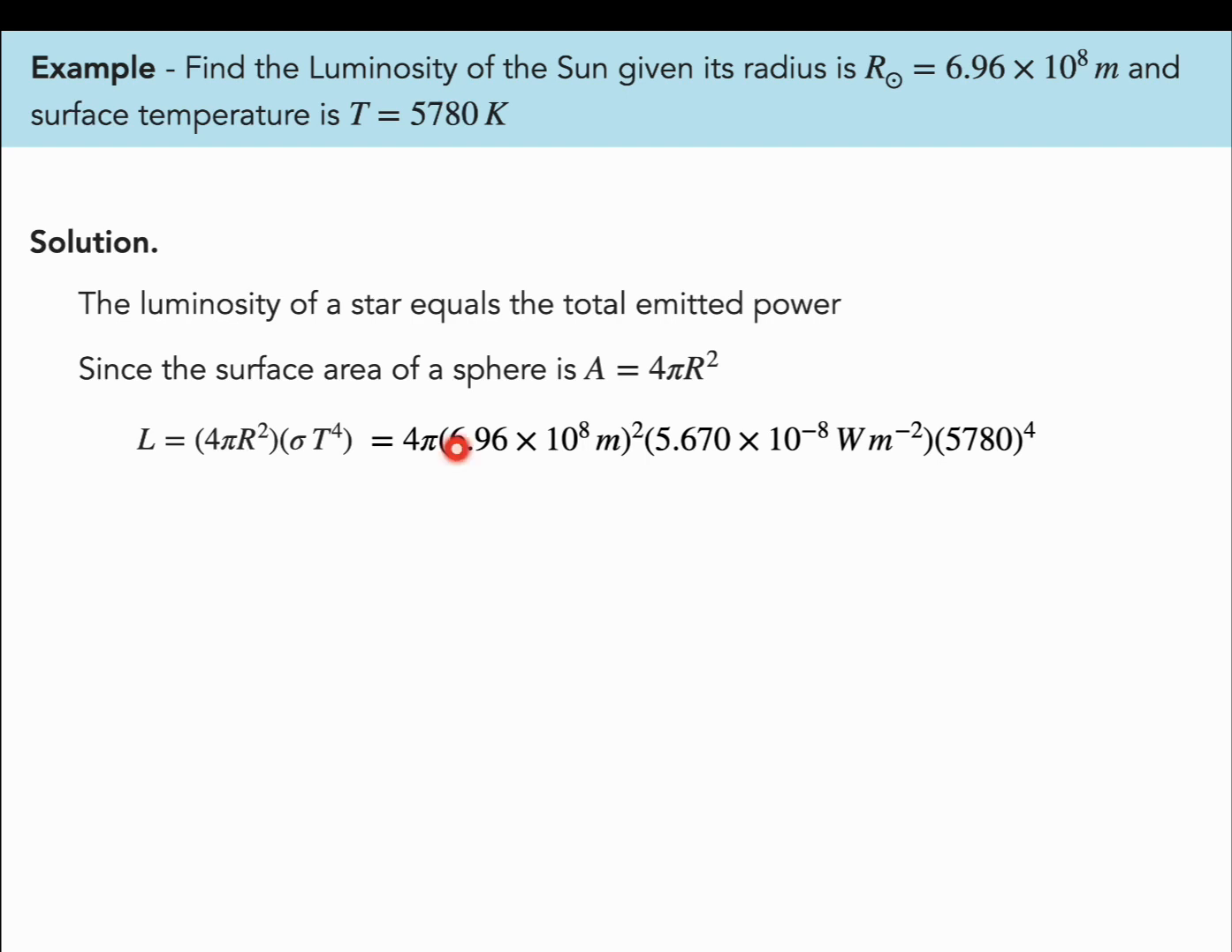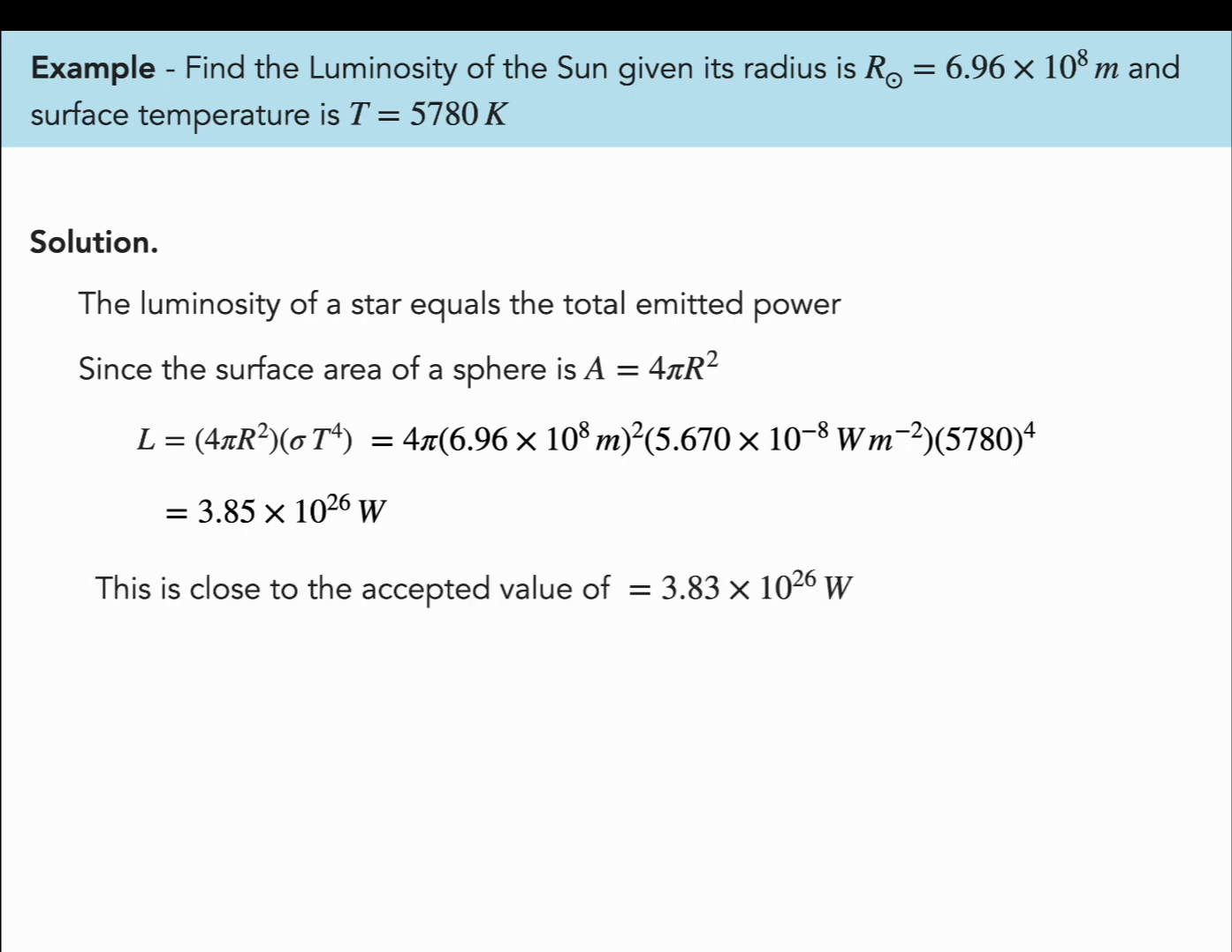All right, so we'll plug in the radius of the sun that we got from up here. There's the temperature, Stefan-Boltzmann constant. And we find that the sun has a luminosity of 3.85 times 10 to the 26 watts, which is pretty close to the accepted value. So it looks like we did a pretty good job.